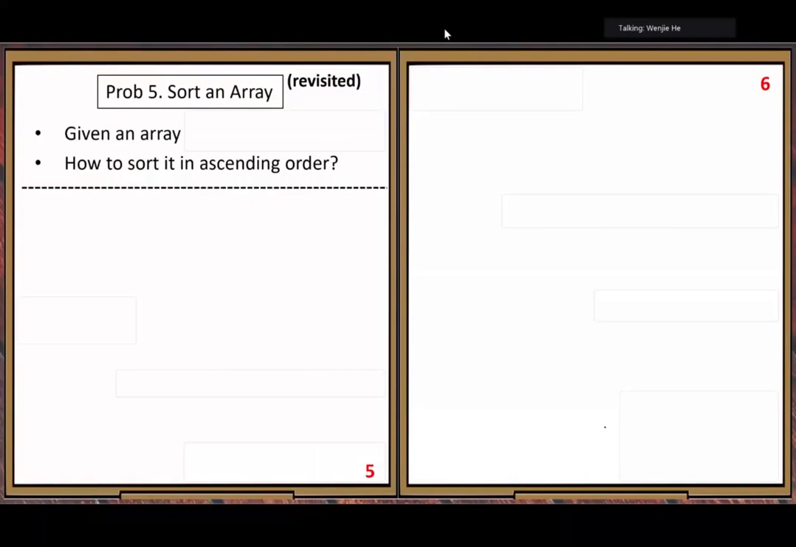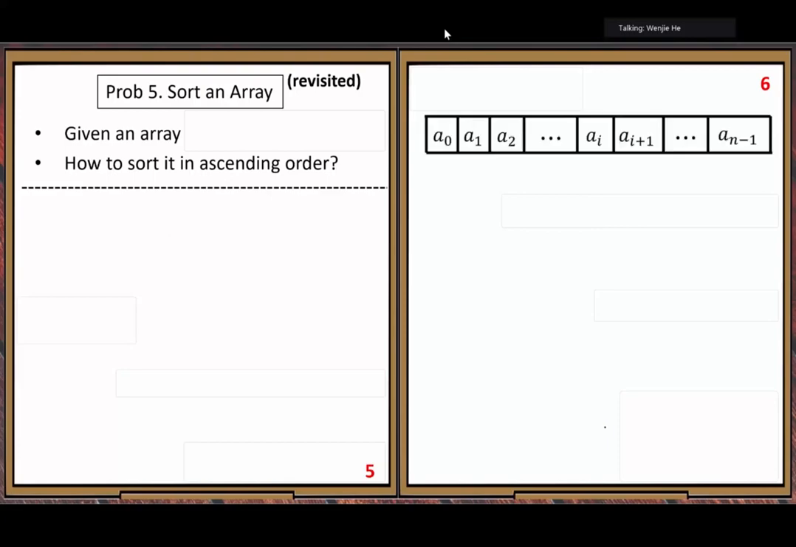Let's work on our old problem. We'll revisit our old sort problem. But this time, we want to use a completely different way to sort it. You may ask me why we use different ways to sort. We want to improve, right? Selection sort, we know it is very slow.